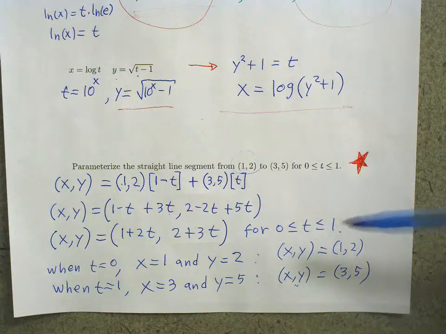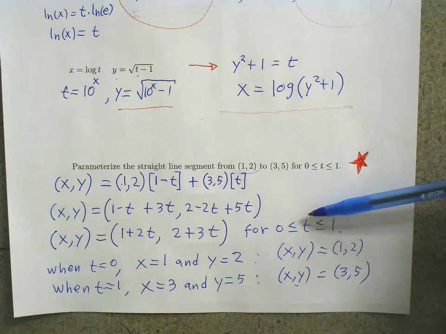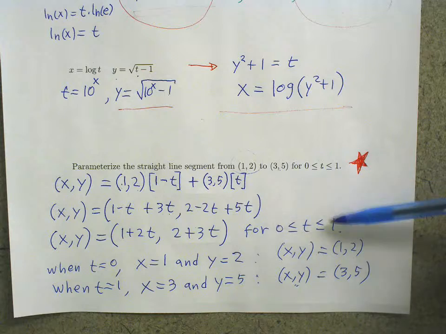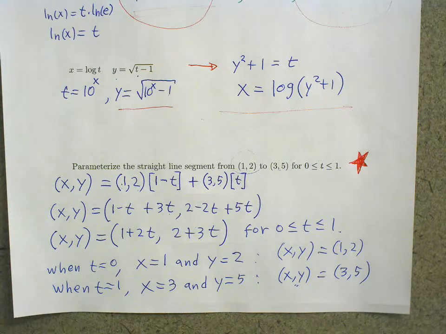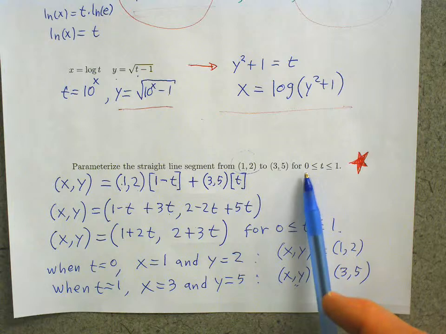Okay, if you want to find other points that are on the line segment, just pick values of t that are strictly between 0 and 1. That's how you parameterize a straight line segment, if you want the interval to be between 0 and 1.